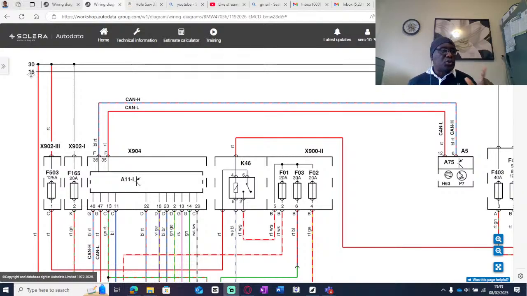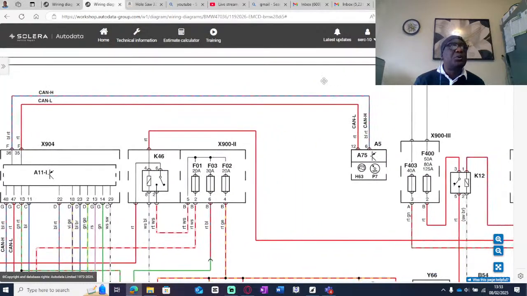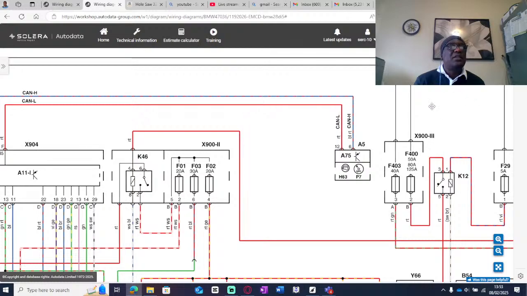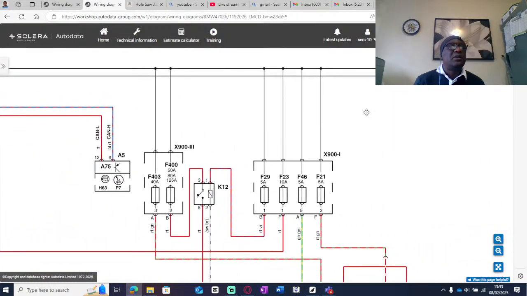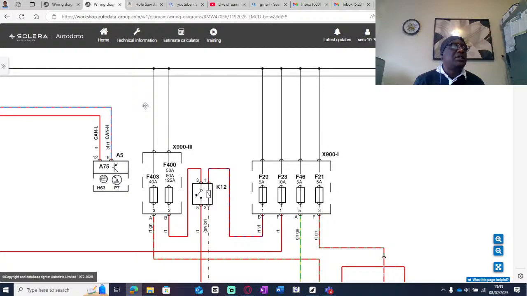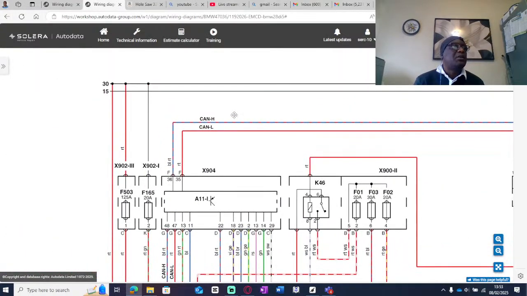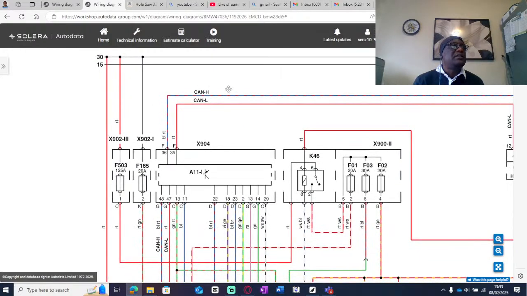Also, if you go to number 15, anything that is joined, if we follow this line number 15, that's line 2, you see line 30 is coming down to these fuses here. There is line 15. Okay, this is line 15. That's the ignition. That is the ignition live. Okay, line 15 is the ignition live.